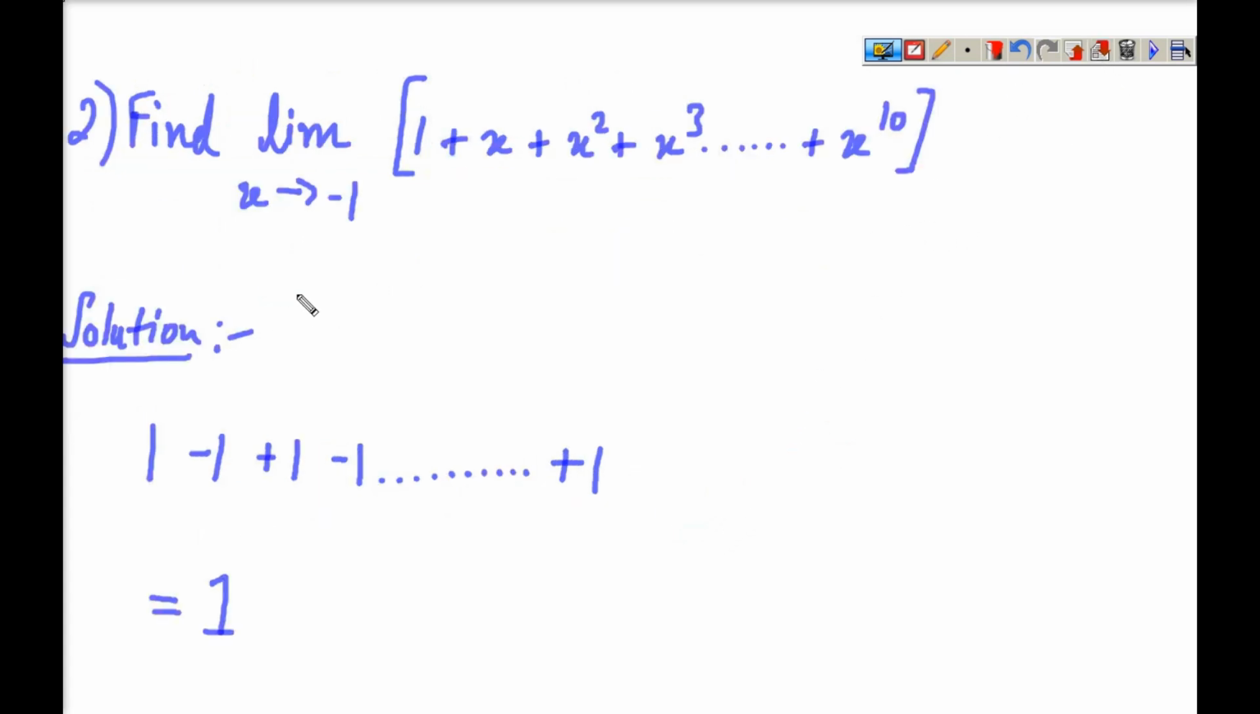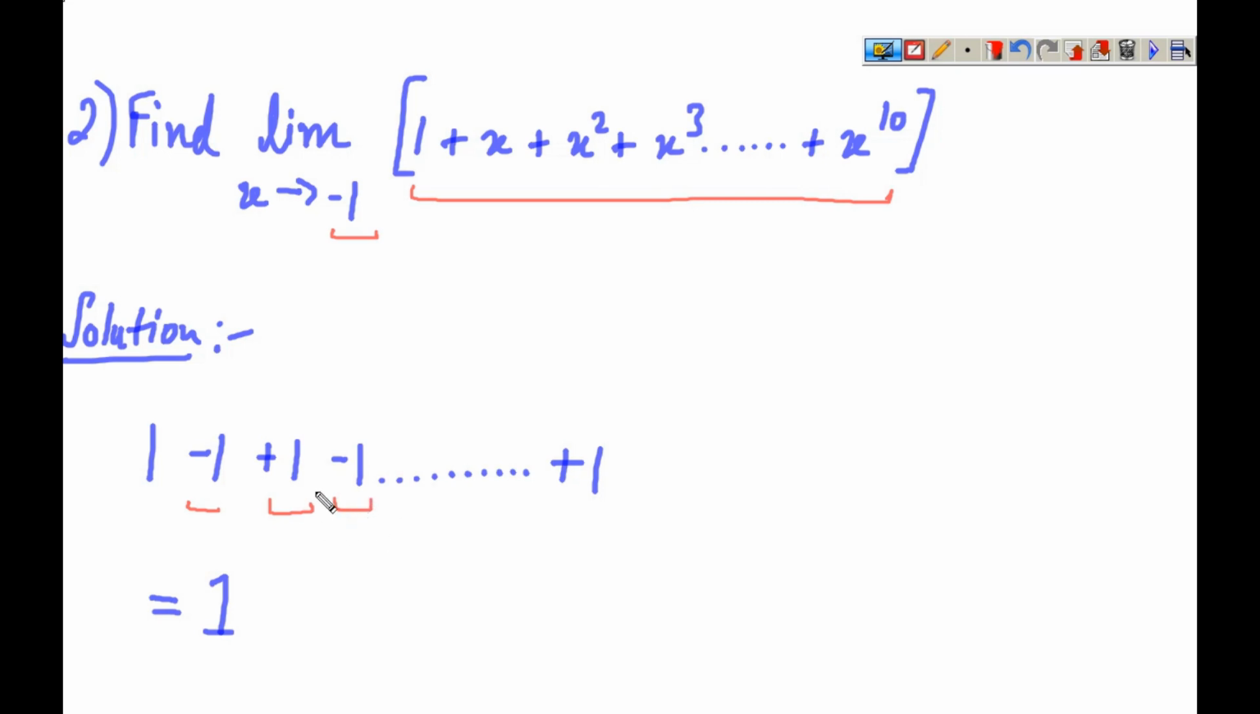Moving on to the second question, we have the limit as x approaches minus 1 of this series given here, and we have terms till x raised to the power 10. So how to find it? Here we know that we simply have to substitute the values, right? Substituting minus 1, for x we get minus 1, for x squared we get plus 1, and for x cubed we get minus 1. Here we can see a pattern: for even powers we get plus 1 and for odd powers we get minus 1. So all in all, these two will be 0, right? Any pair will be 0.